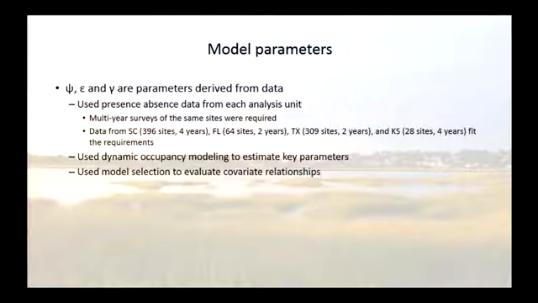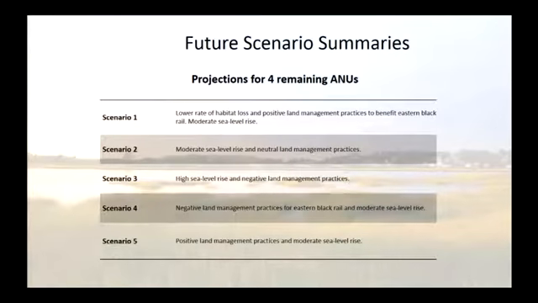So yeah, that's why we focused on those sites that had multi-year surveys. Here it gives you the sample sizes. We had 396 sites from South Carolina for 4 years, 64 sites in Florida for 2 years, 300 in Texas, and then 28 in Kansas. I think I said 26 to 30, so that was a pretty good deal. Those parameters were passed forward.